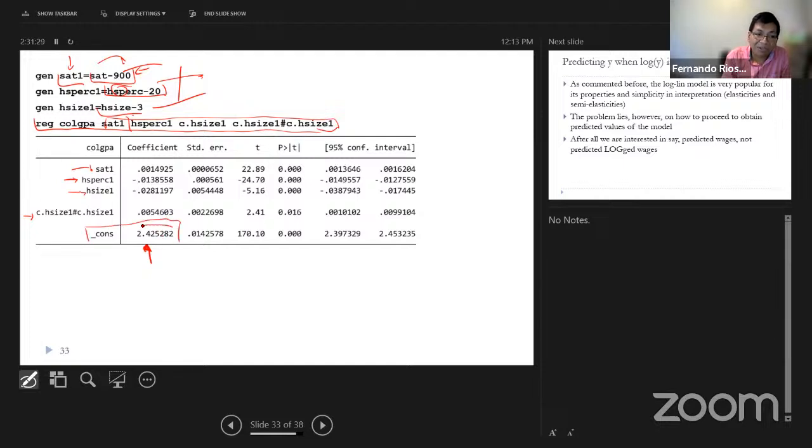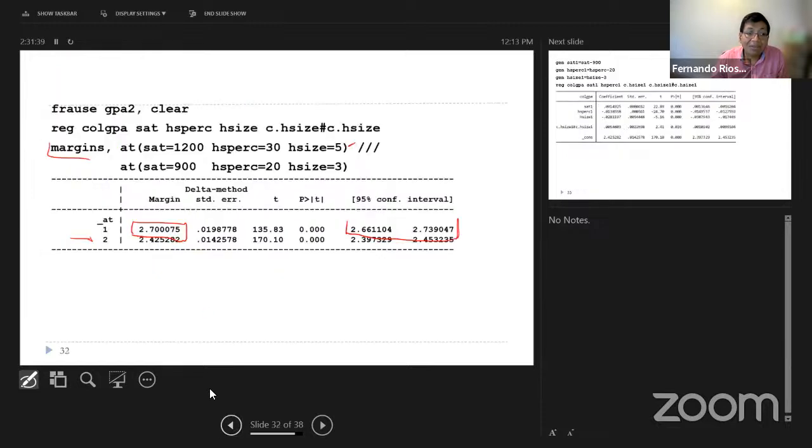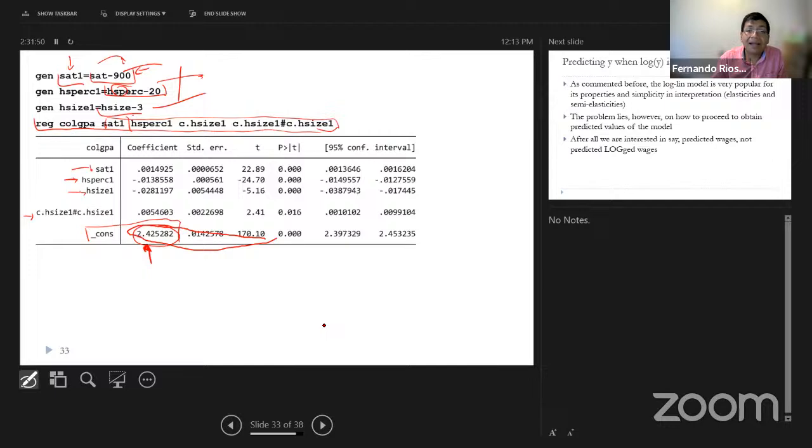So for that person, the predicted college GPA is 2.4252. And if you look at this, it is exactly the same as what I would get using margins. So it's just a different way to get exactly the same result.